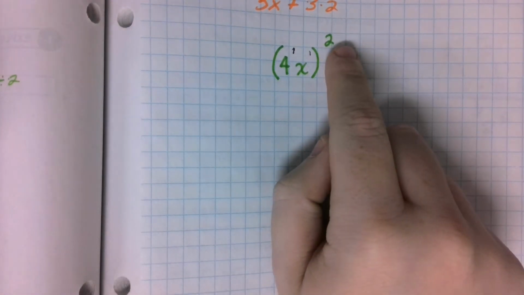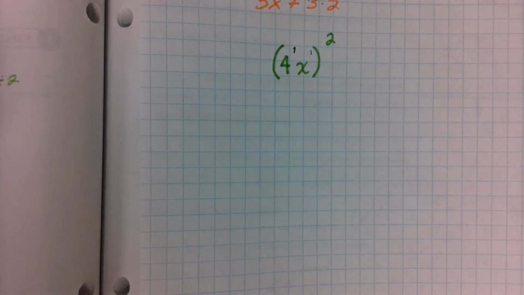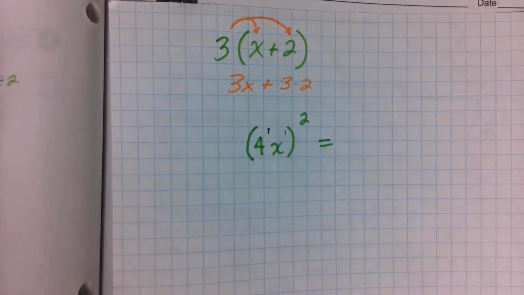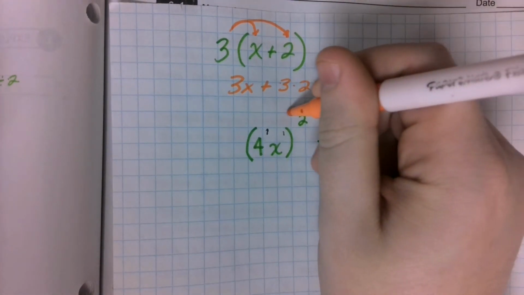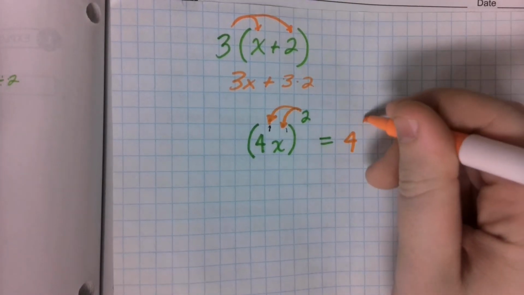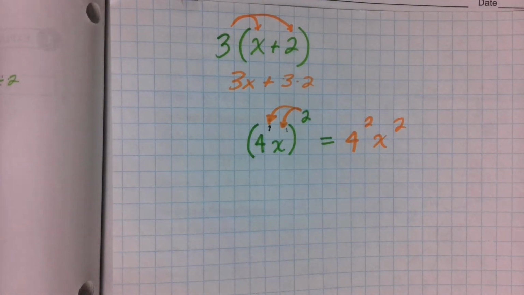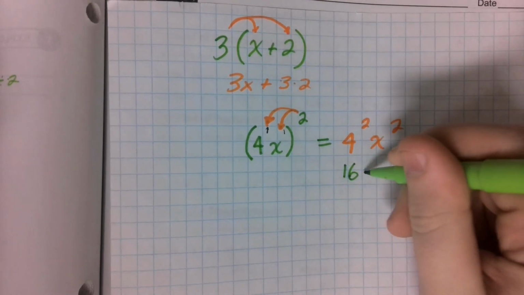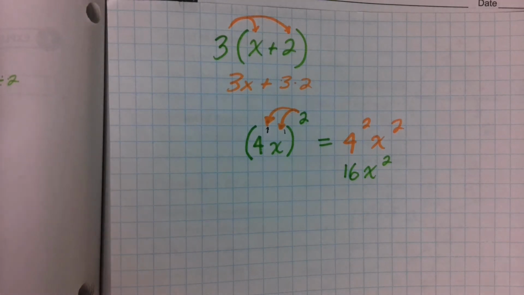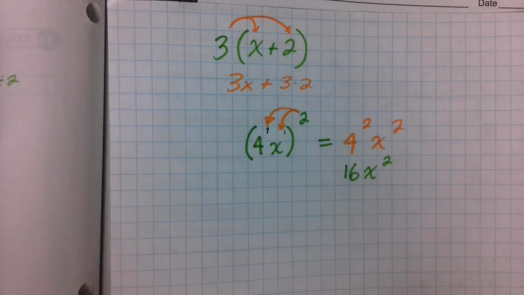This 2 would have to multiply with both of these 1's. In other words, we treat exponents kind of the same way we treat a number outside of parentheses. We distribute them. So this 2 is going to go on to our x, and the second power is also going to go on to this 4. This is 4 squared, x squared. And what is 4 squared? 4 times 4, we know that's 16. So this is 16x squared. The rule is, if you have an exponent outside of parentheses, you can distribute it to everything inside of parentheses.